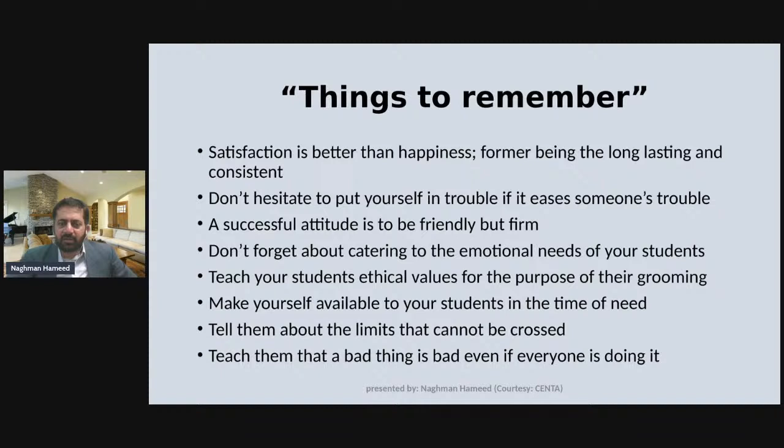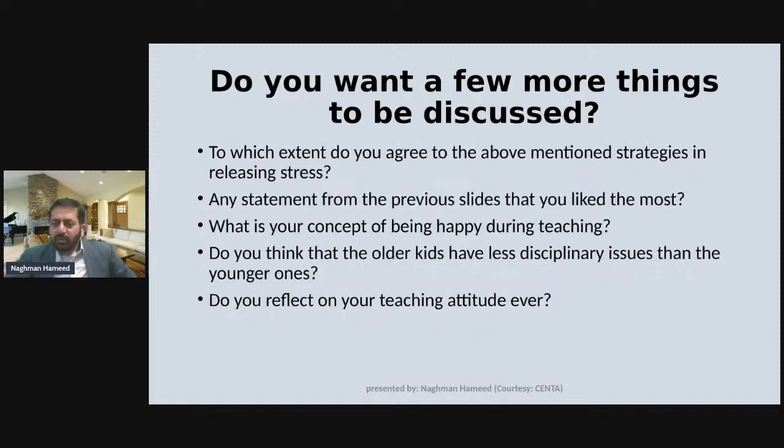Teach them that a bad thing is bad even if everyone is doing it. Because students used to say, the other students are also doing that. Why are you asking me not to do that? You see the other students are doing the same thing. So just tell them a bad thing is bad even if everyone is doing it. All right, should I move forward?